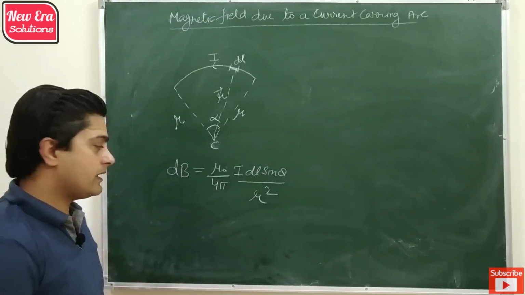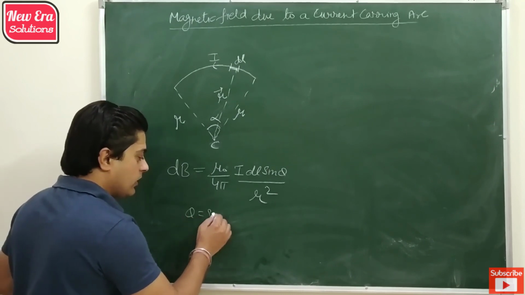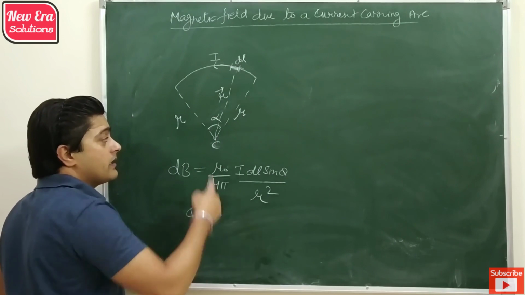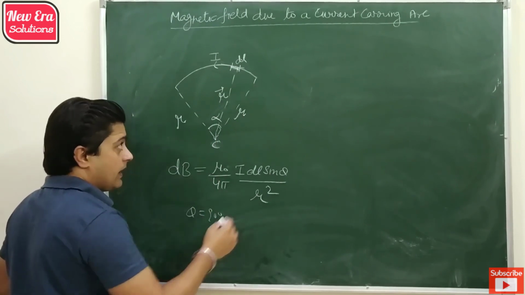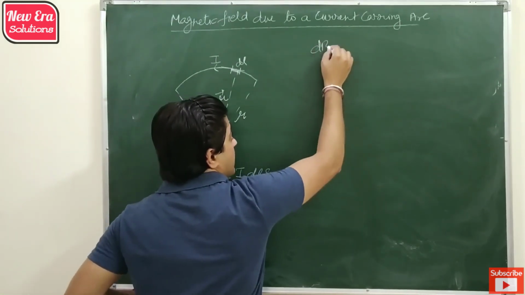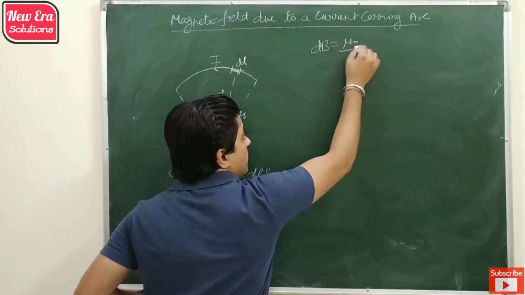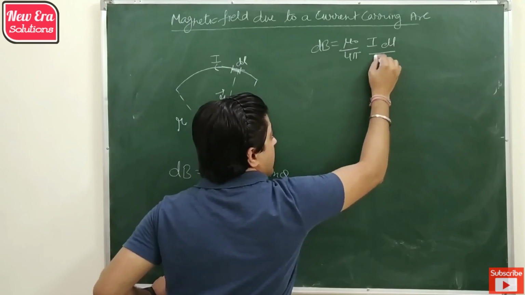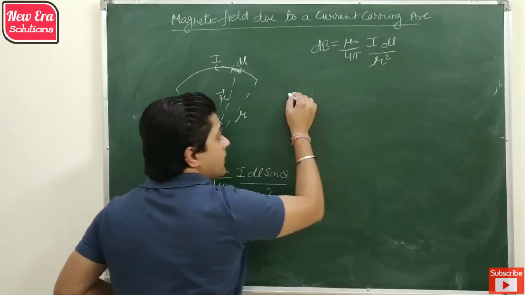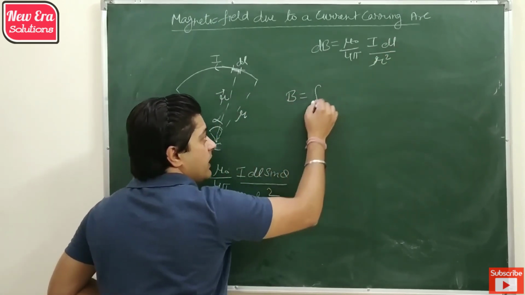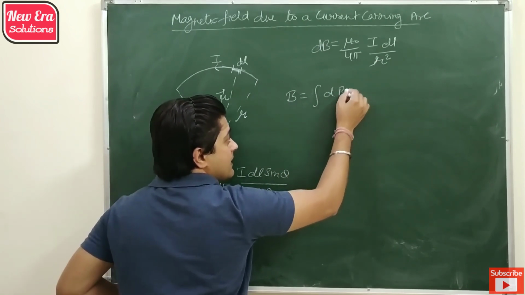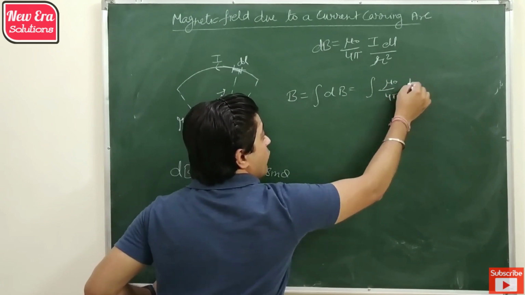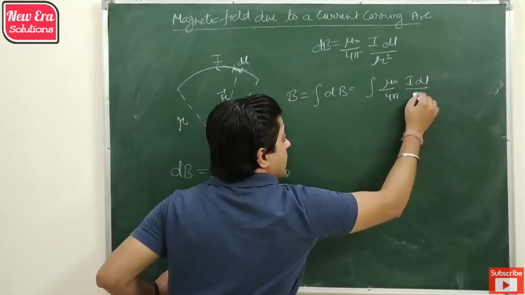Now again theta is equal to 90 degrees because dl is tangent and the distance is the radius. So we get dB is equal to mu naught by 4 pi, I dl by r square. Now the total magnetic field due to the loop is the integration of the small magnetic field within the proper limits.